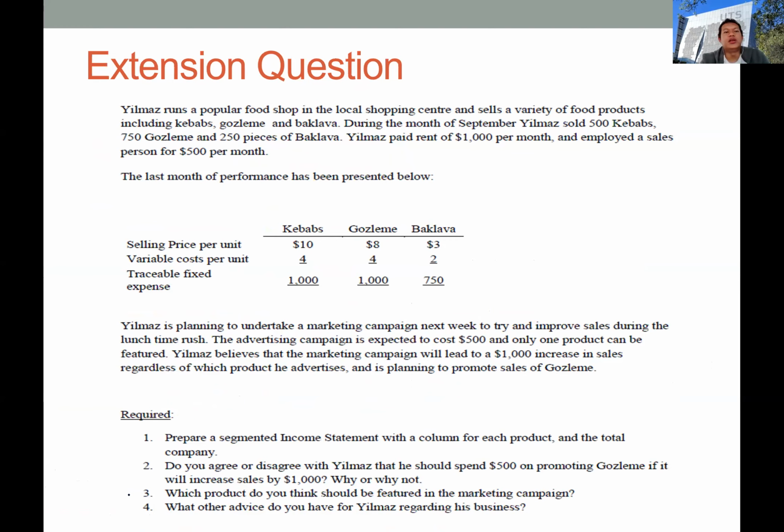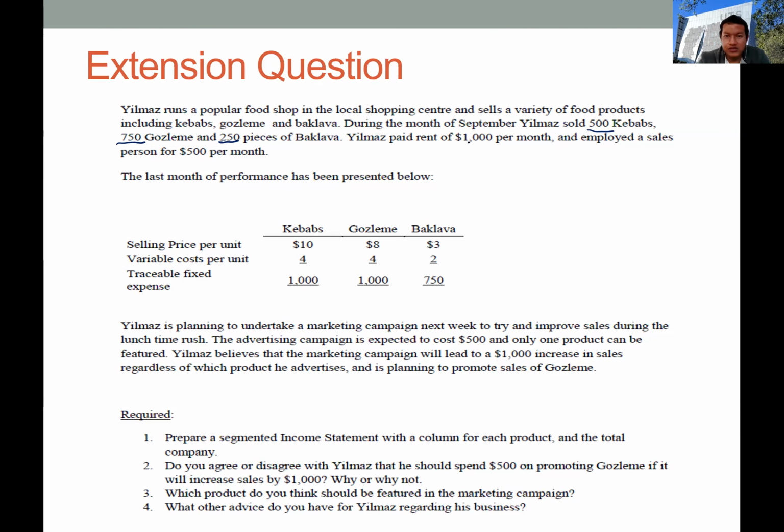Okay, so now we have Yilmaz runs a popular food shop in the local shopping center and sells a variety of food products, including kebabs, gozlimi, and baklava. During the month of September, Yilmaz sold 500 kebabs, 750 gozlimi, and 250 of baklava. Okay, so we have the quantity of each product, so 500, 750, and 250. Yilmaz paid rent of 1,000 per month and employed a salesperson for 500 per month.